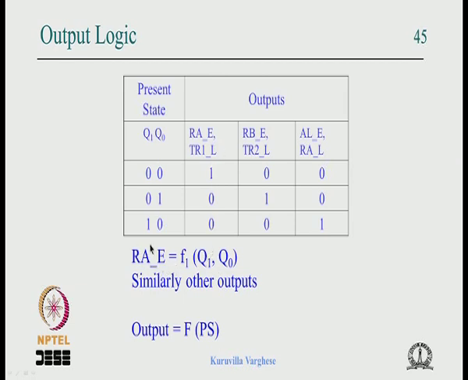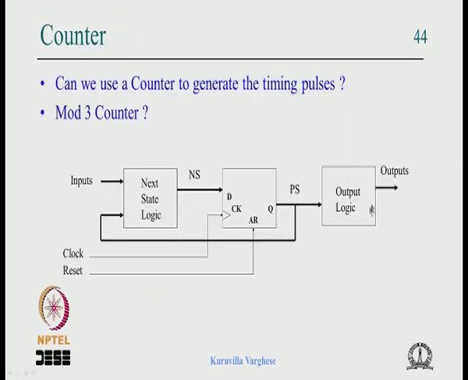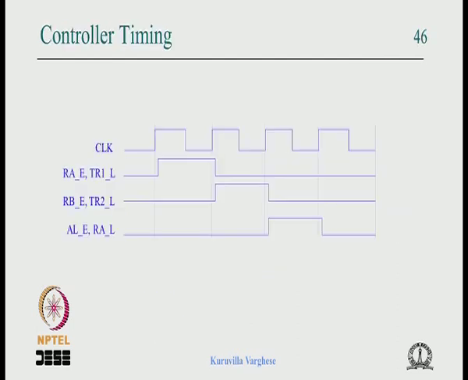So here this particular signal is a function of the present state. We say the output is a function of the present state. So we put an output logic and decode the output as a function of the present state. That is how we generate these pulses.